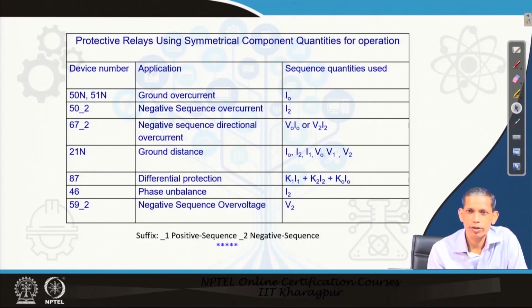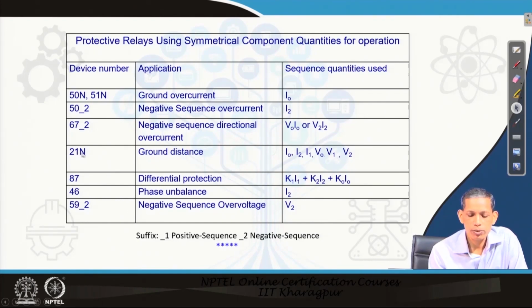A list of device numbers, as we have already mentioned earlier: these are overcurrent relays, instantaneous and time overcurrent relays 50 and 51, involved with ground, so zero sequence current is being used, and 52 refers, with the 2, to the negative sequence component. So negative sequence current is being used for the overcurrent relay principle. 60_2, this 2 refers to negative sequence directional overcurrent relay; either you can use the zero sequence component or negative sequence, as we have already discussed in the earlier slide.